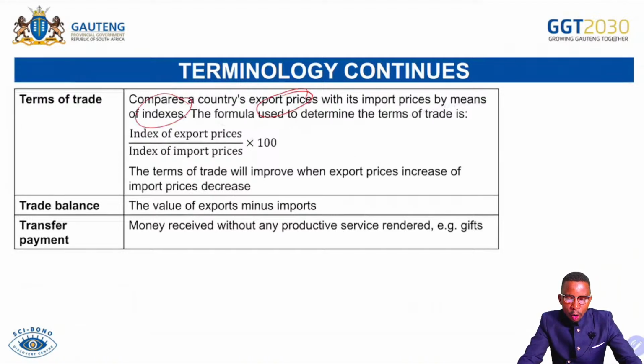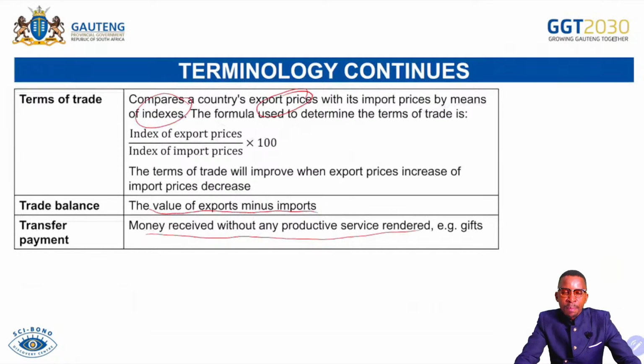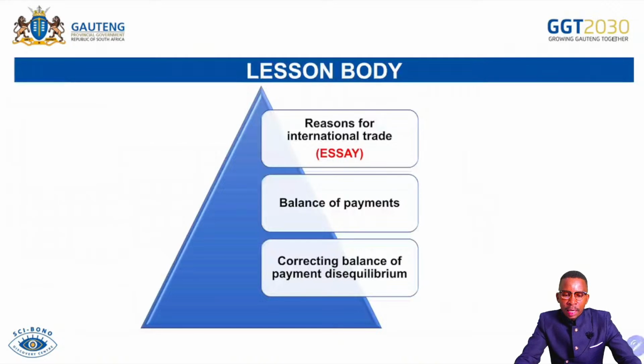Trade balance is the value of exports minus imports. We also call it the balance of trade, where we compare the value of exported goods and services to the value of imported goods and services. Then transfer payment. This is money received without any counter performance or service rendered. Whenever money has been transferred, that means no one has done any service to receive that money; there is no counter performance or service offered. We call that a transfer payment. An example of that can be a gift that is given to the country. It will be discussed. So this is the lesson body.